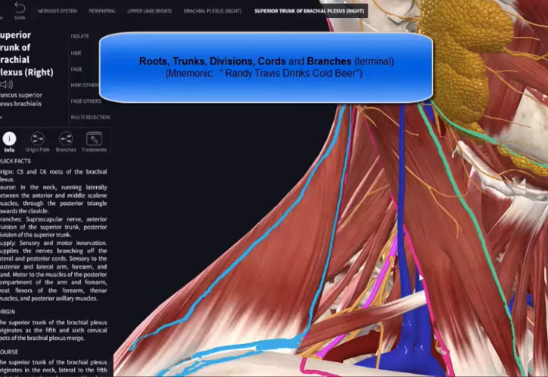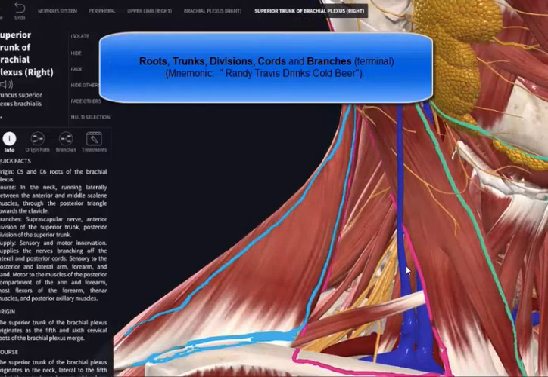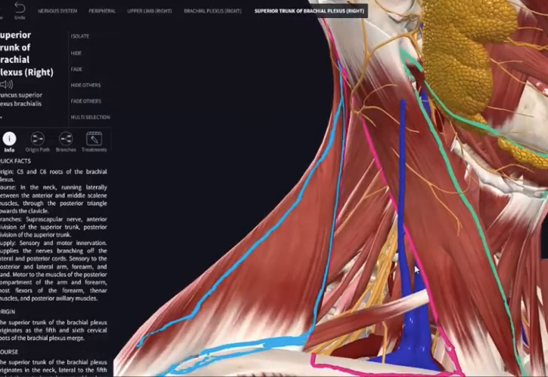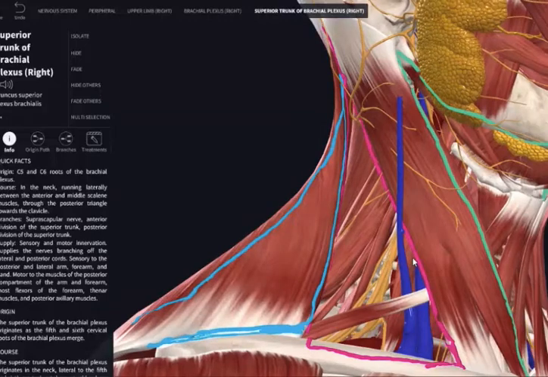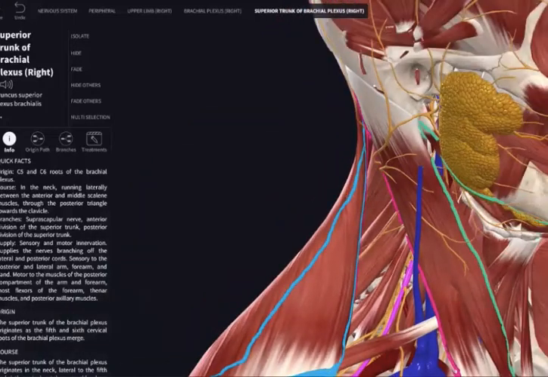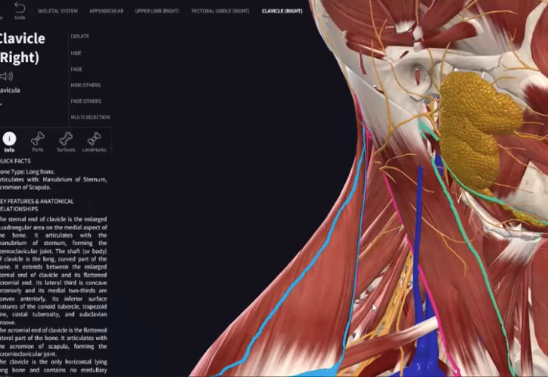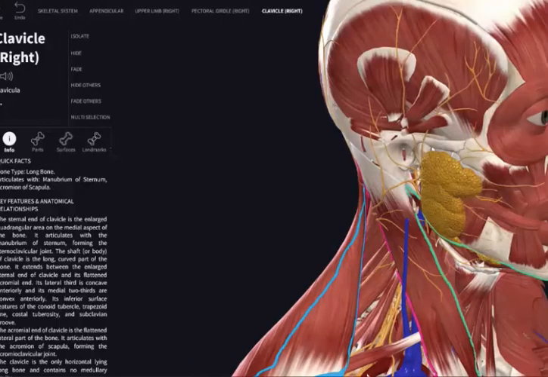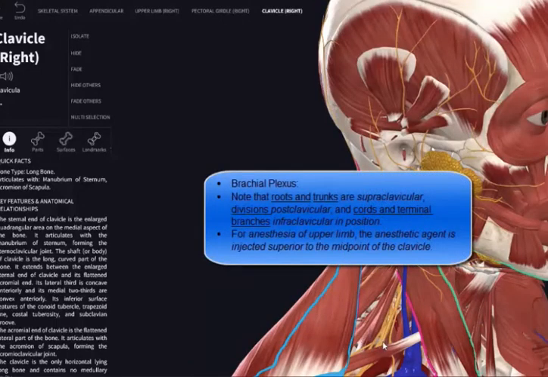So it has a lot of mixing and mingling going on between the fibers that originated from the spinal cord segments C5 all the way down to T1. So it's a large mixed plexus of nerves. When we're thinking about the posterior triangle in the context of the brachial plexus, we should note that the roots and trunks are above the clavicle, so they are supraclavicular, whereas the divisions are postclavicular, and the cords and terminal branches are infraclavicular in position. So for anesthesia purposes, you can target the brachial plexus and inject an anesthetic superior to the midpoint of the clavicle, and you could do a supraclavicular brachial plexus block.